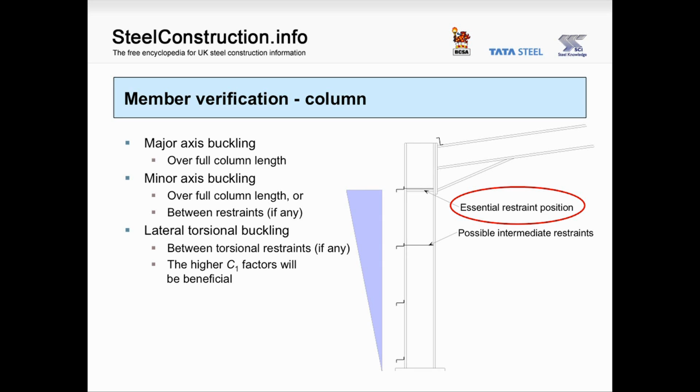Lateral torsional buckling is the same. We might be checking between torsional restraints, so that would be a restraint to the inside flange, if those are possible. If not, again, we will be assessing lateral torsional buckling from the underside of the haunch right down to the base. Note that the bending moment diagram is a triangular bending moment diagram, and therefore we could take advantage by using the higher C1 factors, when we calculate the lateral torsional buckling resistance.